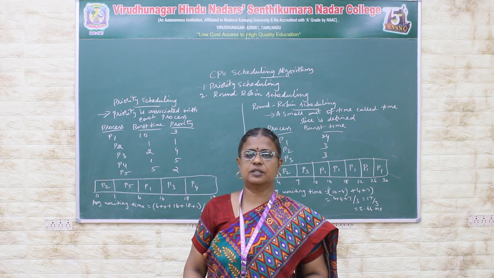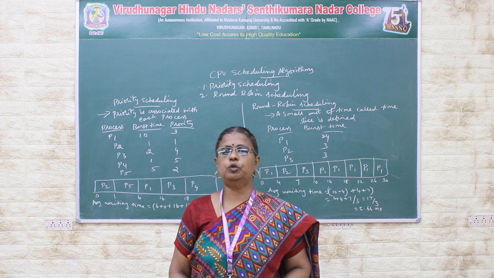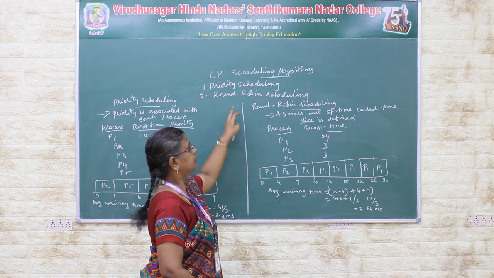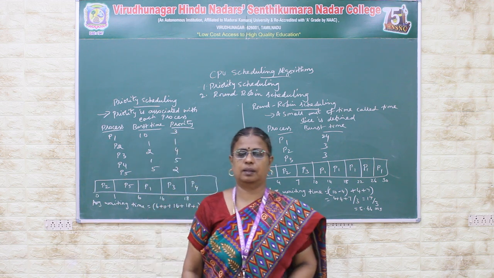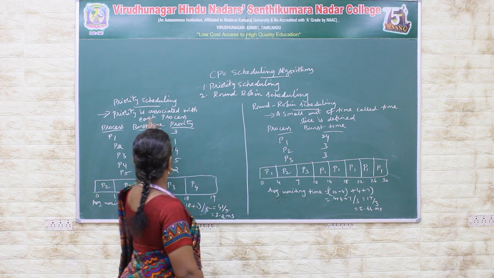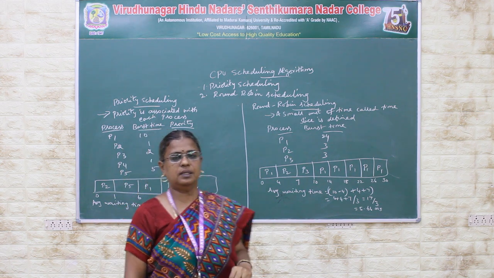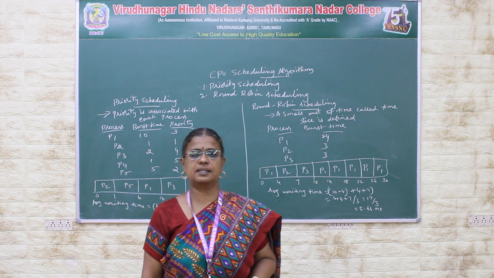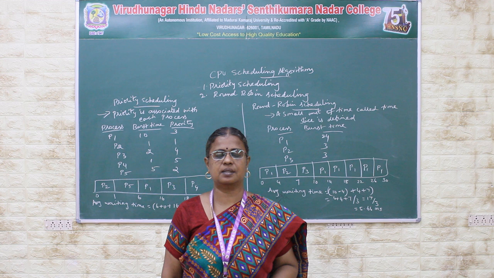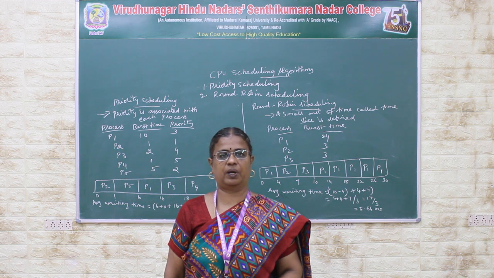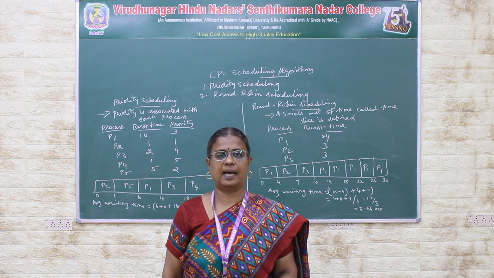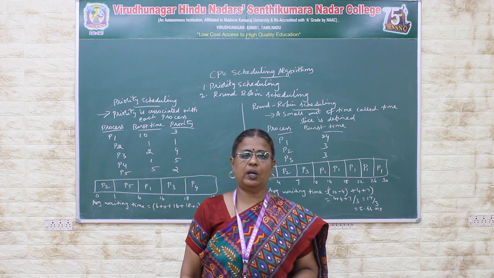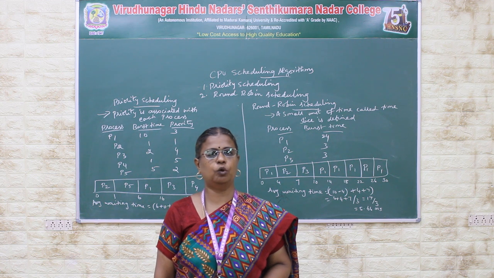In this session, we are going to see two more scheduling algorithms called the priority scheduling algorithm and round robin scheduling algorithm. Now, let us see about priority scheduling. In this scheduling, a priority is associated with each job and the CPU is allocated to the process which has the highest priority. If any two processes have the same priority level, then the FCFS scheduling algorithm will be followed for those two processes.